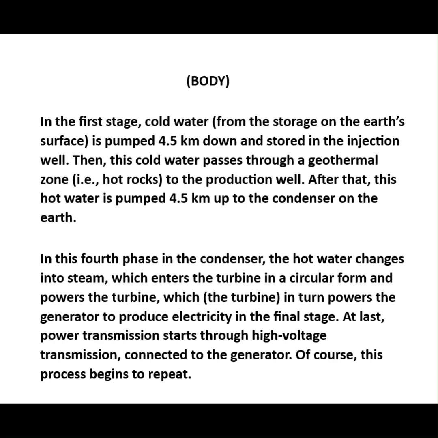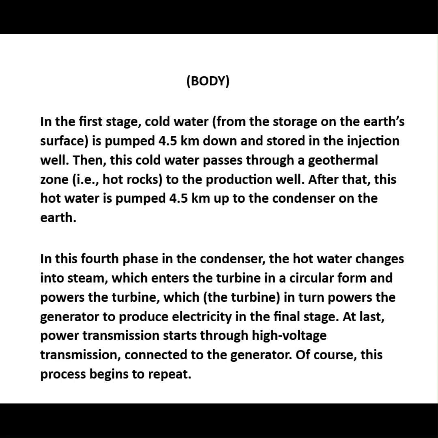In the first stage, cold water from the storage on the earth's surface is pumped 400 kilometers down, and in the next stage it is stored in the injection well. Then the next stage, this cold water passes through a geothermal zone, that is hot rocks, to the production well. This is the third stage. After that, fourth stage, this hot water is pumped 4.5 kilometers up to the condenser on the earth. Fourth stage, okay?